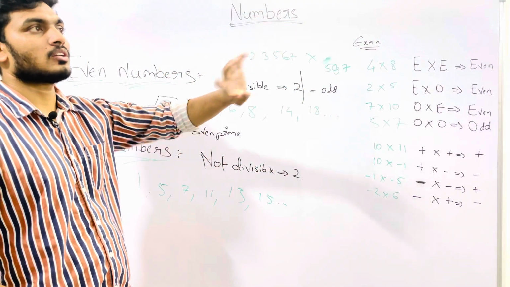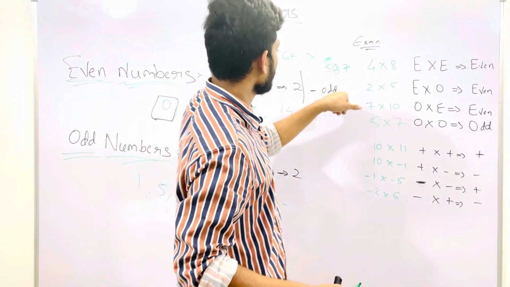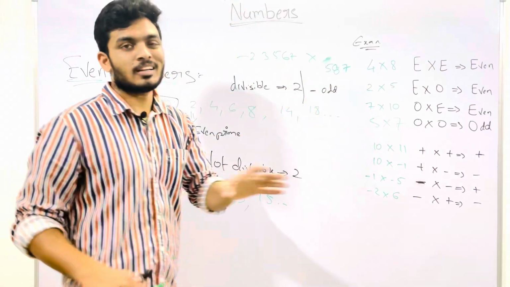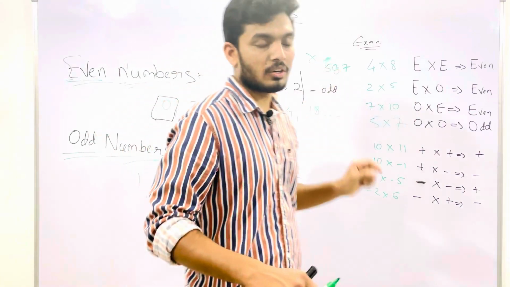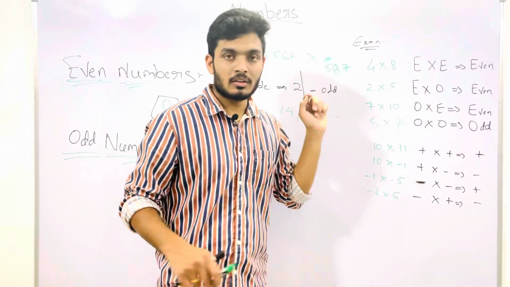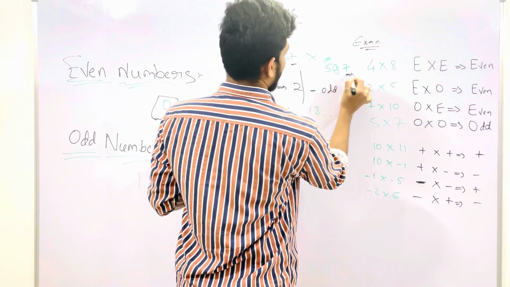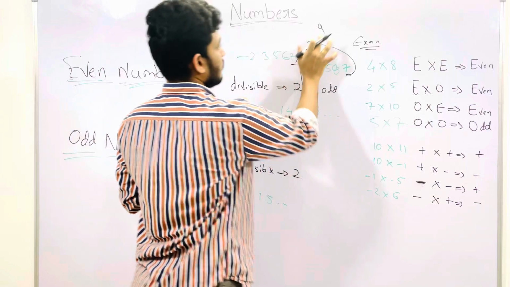You go for further simplification, like the last two digits. 7 7s are 49, so the last value should be 9. That kind of examples and tricks I will teach you later.